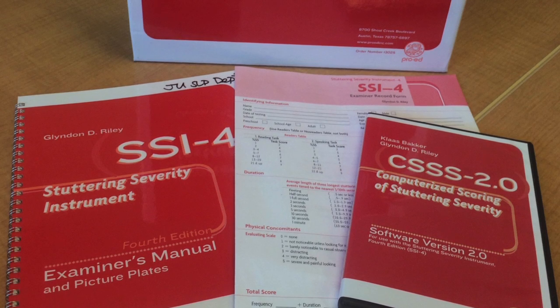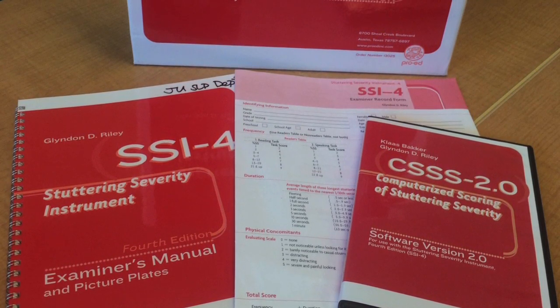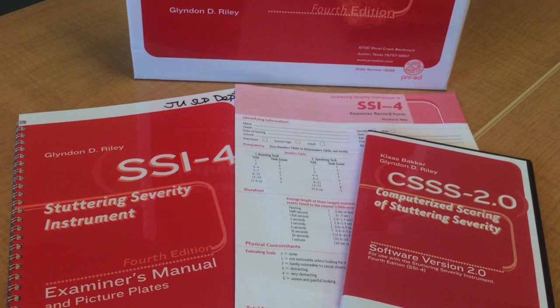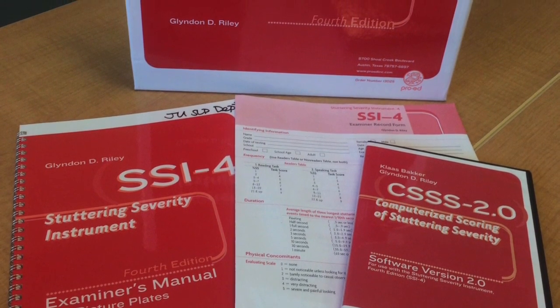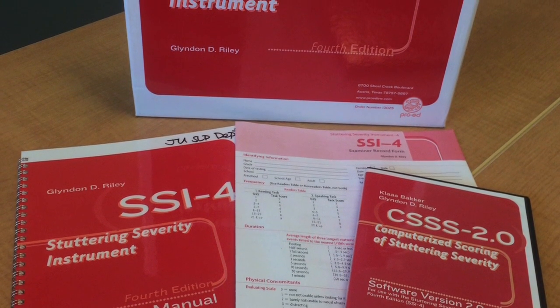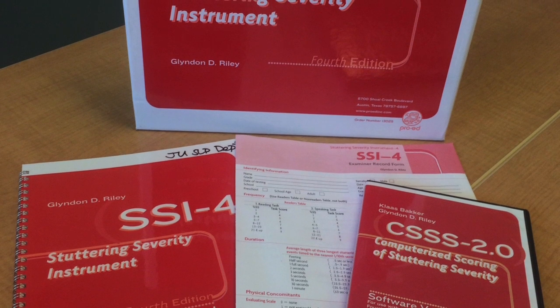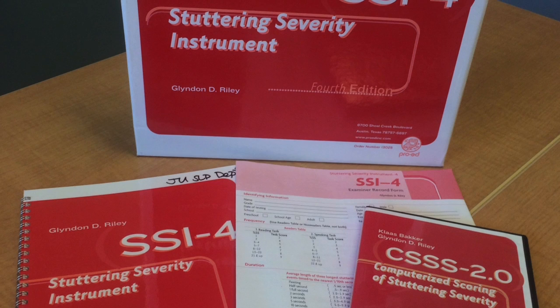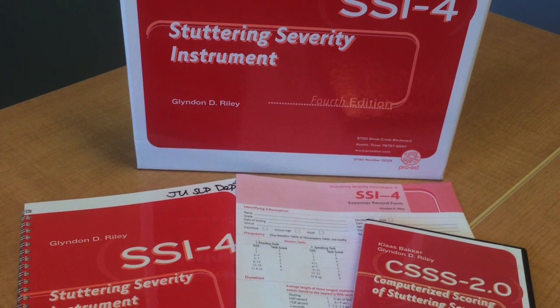For our presentation, we had the Stuttering Severity Instrument, 4th edition. This is used for ages 2 and up, and it is $161, and included in this is the examiner's manual, examiner record forms, and computerized scoring software. The time to administer is 10 to 20 minutes, and it's a reliable and valid norm-referenced stuttering assessment.